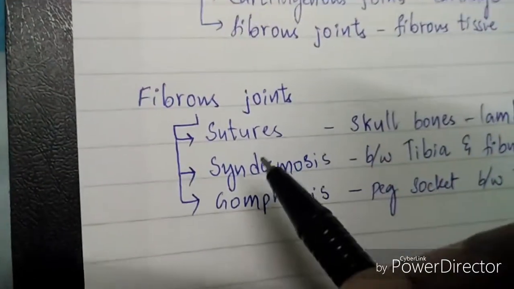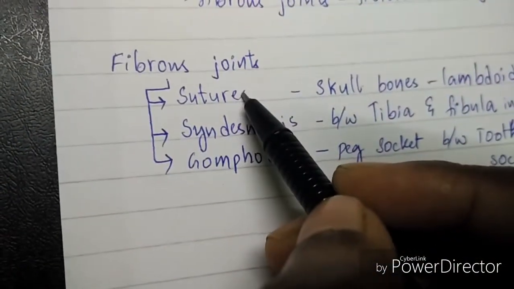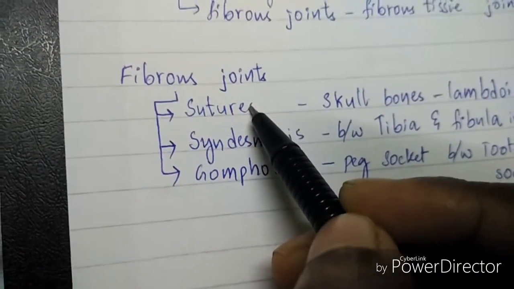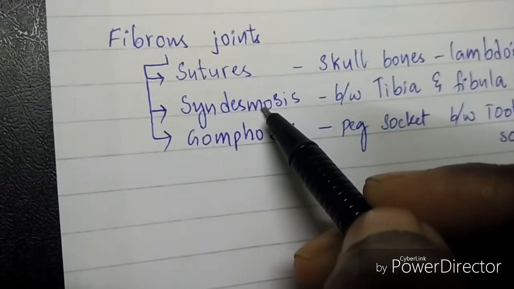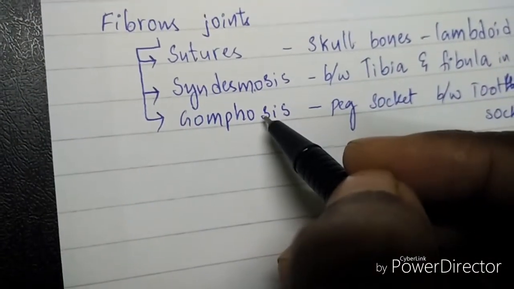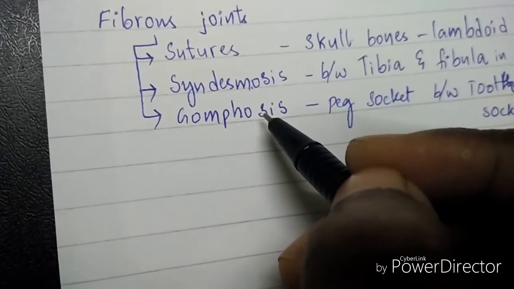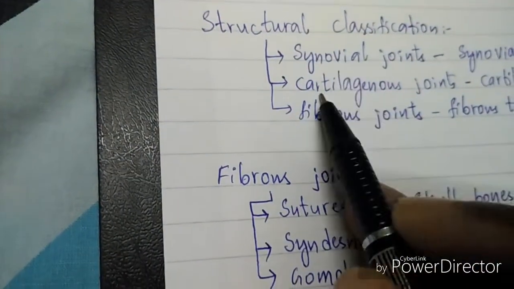Now, we need to correlate this with functional classification. Sutures are synarthrosis, they are immovable. Syndesmosis, they are slightly mobile, so it is amphiarthrosis. Gomphosis, immobile, so synarthrosis again. So we finished fibrous, let's go to cartilaginous.